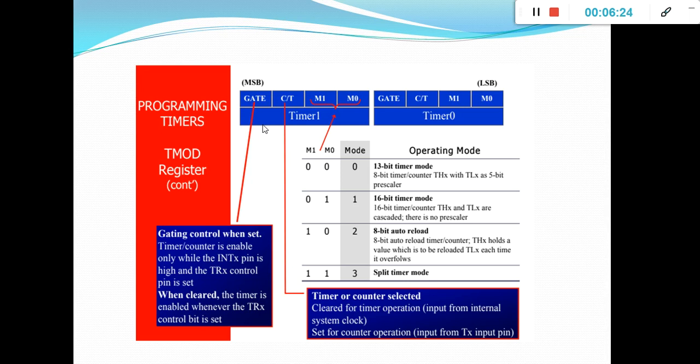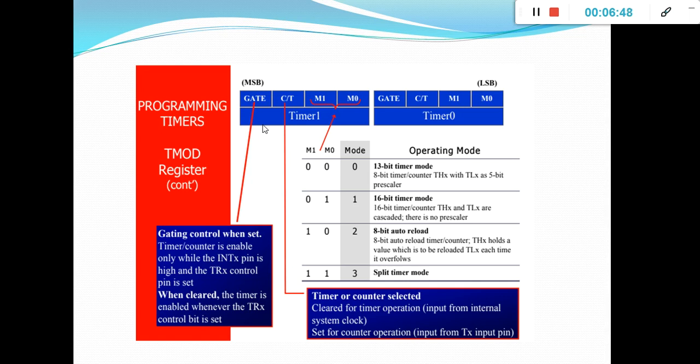Once you load the value in TH and TL, it will not count automatically. You have to start the timer. How do you start the timer? That is decided by TRx, that is TR0 and TR1. TR0 means timer start for timer 0, and TR1 means timer start for timer 1.